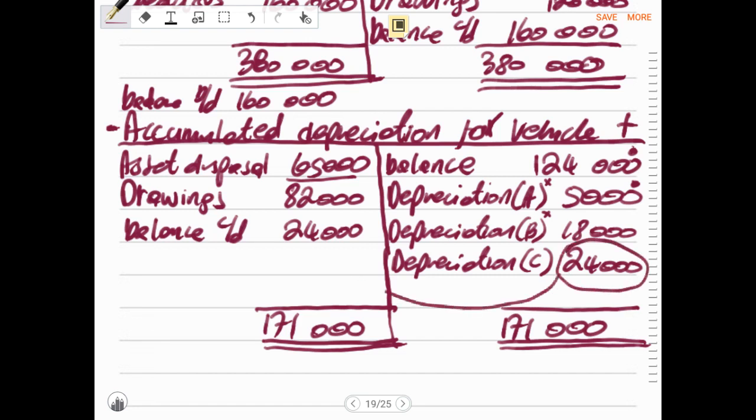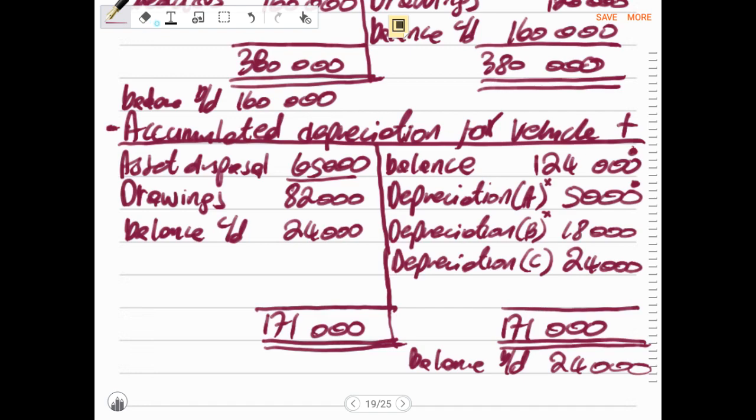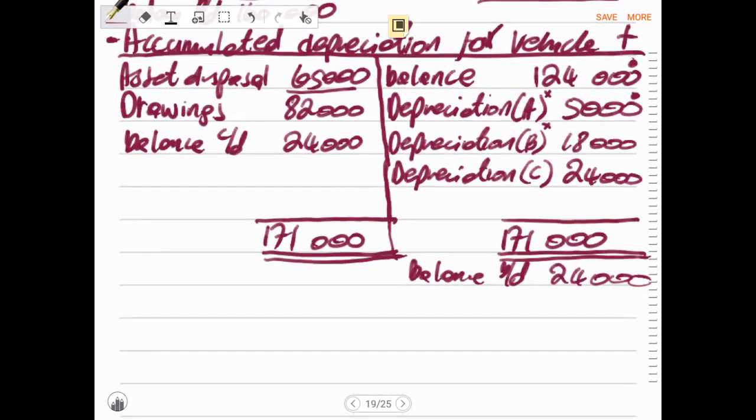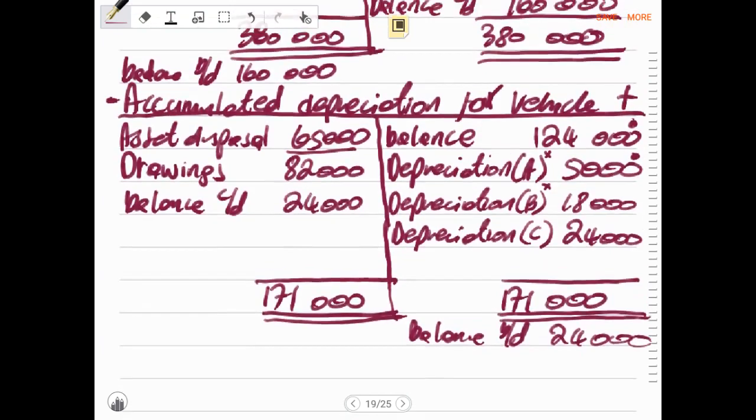Why must it be only that amount? Because the accumulated depreciation for vehicle A and B is no longer in the business. So now that is why the closing balance becomes only the depreciation for the asset that is still left, because we don't need the balance of the depreciations for the assets that are no longer in the business. Therefore, now it's balance carried down, and it becomes balance brought down 24,000 rands on the credit side. So now I hope that is very clear.